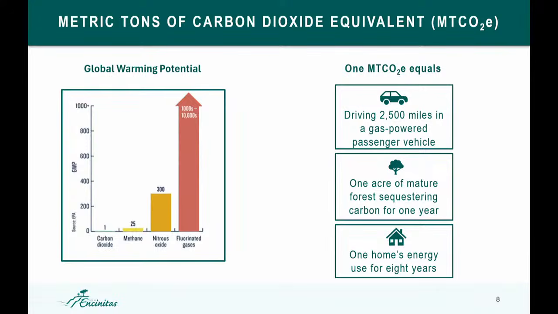And so as an example, I'll give you a few examples here of what 1 metric ton of carbon dioxide equals. Driving 2,500 miles in a gas-powered vehicle is roughly equivalent to 1 metric ton of carbon dioxide equivalent. 1 acre of mature forest sequestering carbon for 1 year is also roughly equivalent to 1 MTCO2e. And then lastly, 1 home's energy use for 8 years is also roughly equivalent to 1 metric ton of carbon dioxide equivalent.